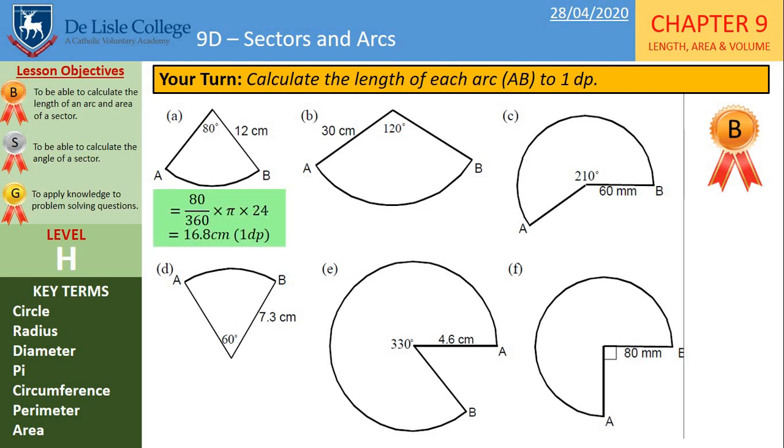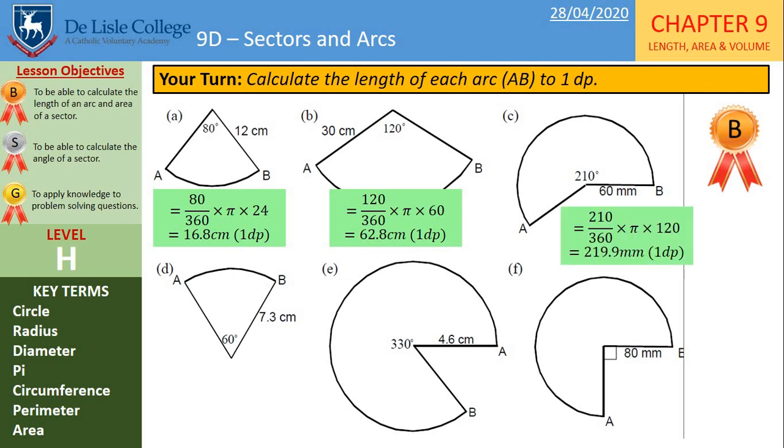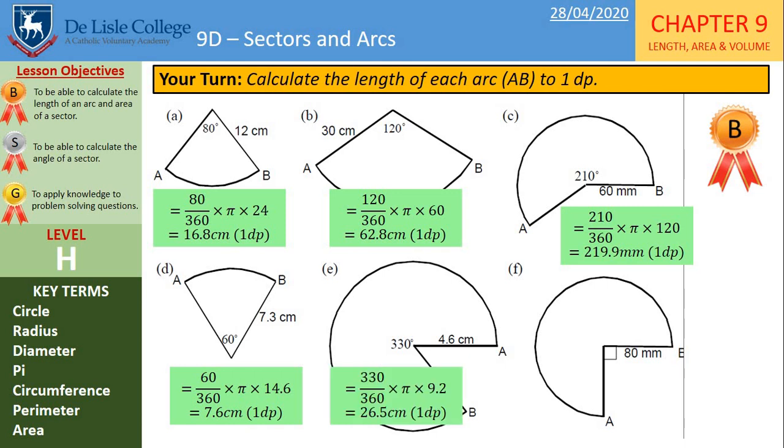The answers then, question A, there's your working, and we have 16.8 centimetres squared. B, 62.8 centimetres. C, 219.9 millimetres. D, 7.6 centimetres. E, 26.5 centimetres. F, 377.0 millimetres. Now you must have the 0.0 to show that you have rounded to 1 decimal place and not to the nearest whole number.